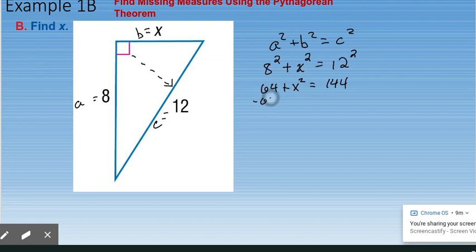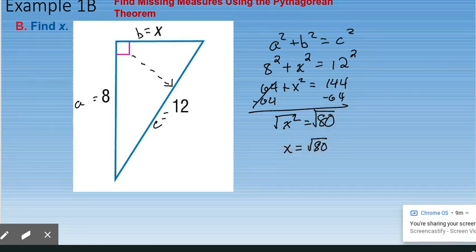Need to get my x squared by itself, so I'm going to minus 64 on both sides. And x squared is 80. To undo the squared, we need the square root. So I get x equals the square root of 80. And this is one that could be simplified in exact form. So if they wanted it as a square root, okay, there are times where they would go ahead and simplify this. So let's do what we were doing before. So this would be 10 times 8, 10 is 2 times 5. 8 is 2 times 4. And 4 is 2 times 2.